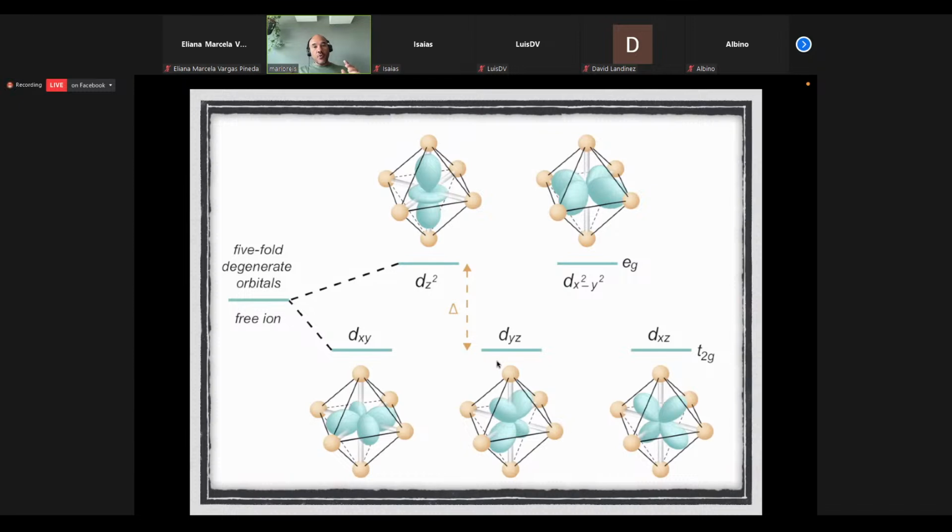So we have the main idea. We have different shapes of the orbitals. The consequence of this different shape of the orbitals is this crystal field splitting delta. It produces, in certain cases, the spin crossover, and the spin crossover produces the barocaloric effect. That's the main way of thinking.